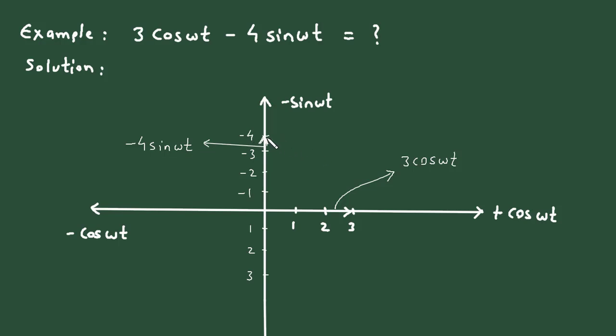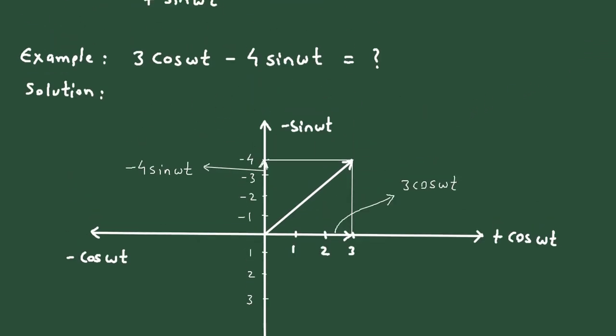Now we want the resultant for this. So we have to draw a parallel line. So this will be the resultant. We draw it from here. We can find it by using the graphical method, or we can use this formula.